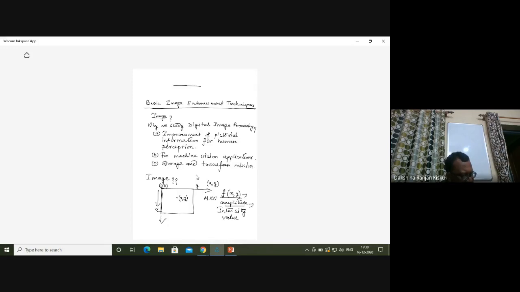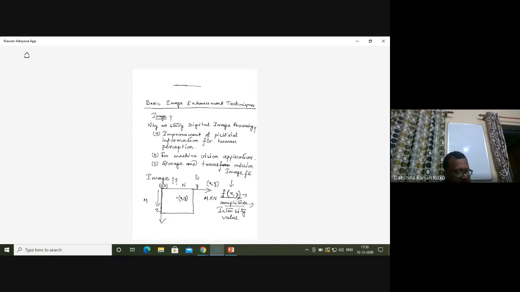An image will have a certain number of rows and a certain number of columns. That means if there are m rows and n columns, then at any point we could have the intensity values, and that can be represented by f of x comma y. This function is called the image function.